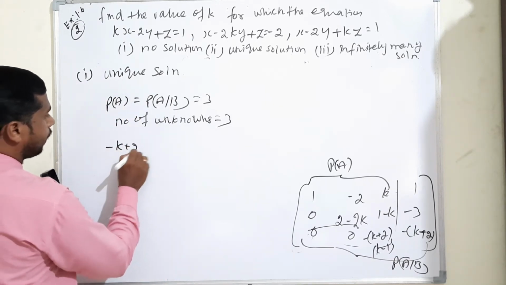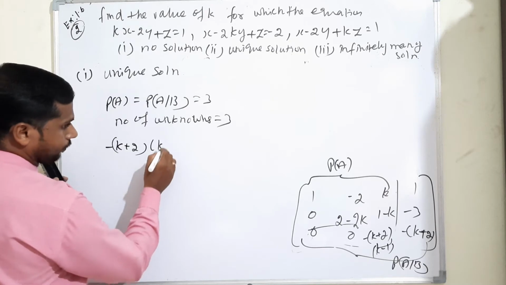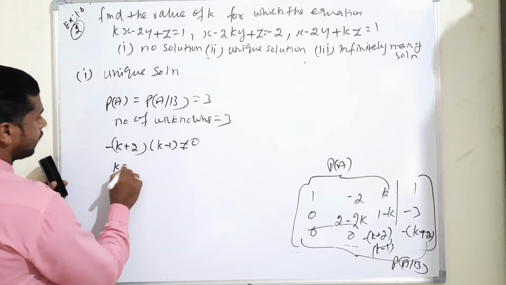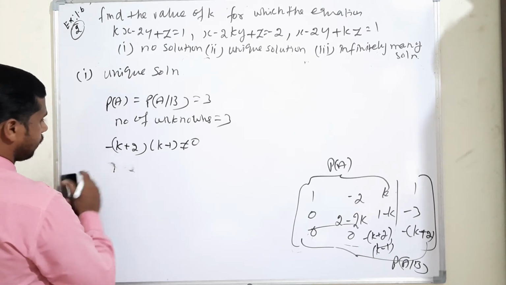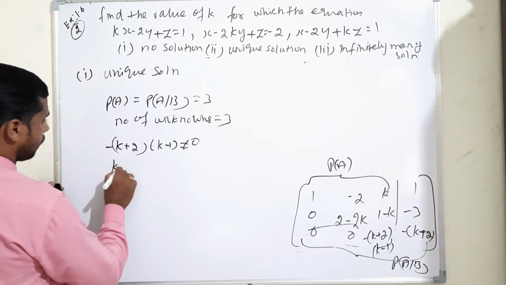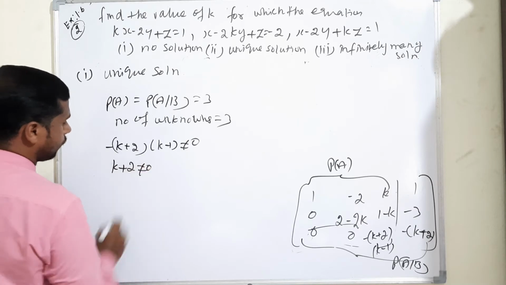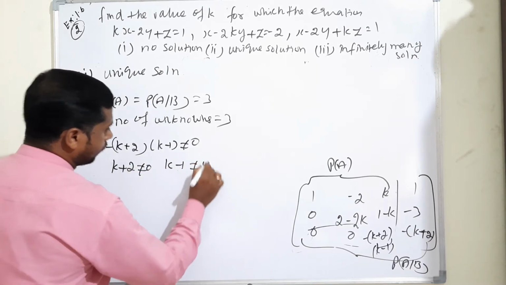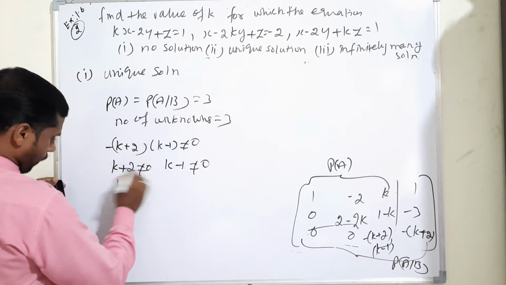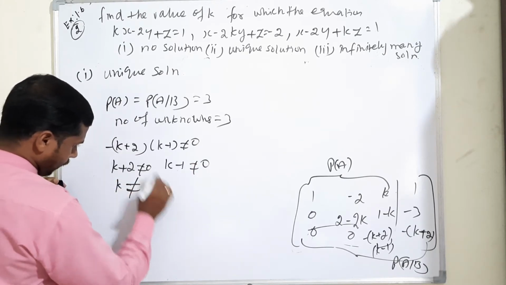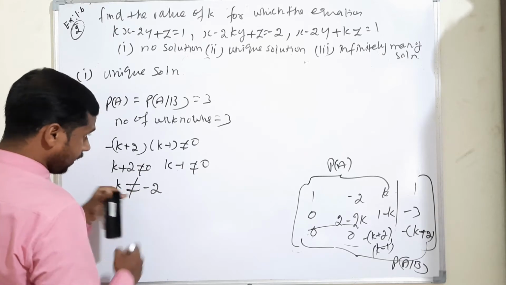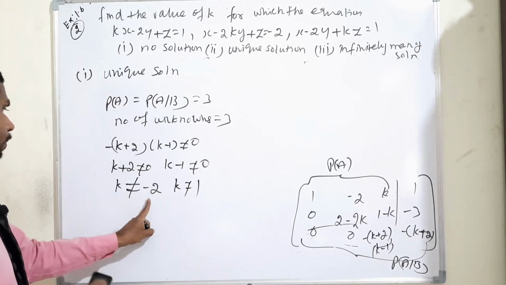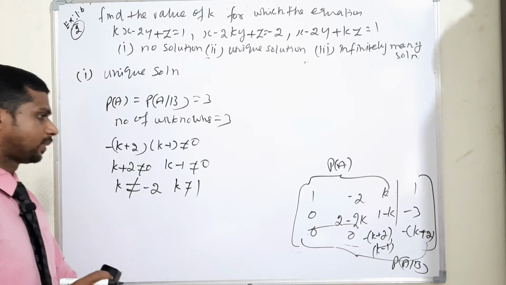Okay, rank A equal to 3 means what we have to do? Minus of k plus 2, then k minus 1 not equal to 0. So not equal to 0 means k plus 2 not equal to 0, then k minus 1 not equal to 0. Therefore plus 2 brought to the opposite side, k will be not equal to minus 2. Then next condition, k not equal to positive 1, isn't it?